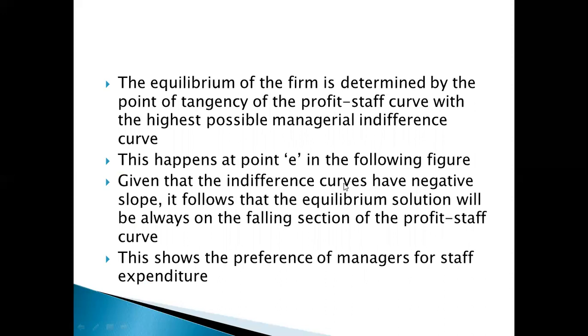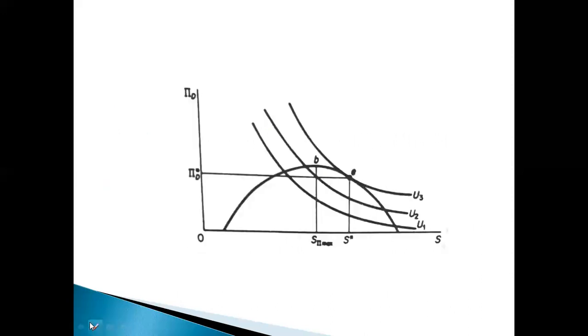Now, the equilibrium of the firm is determined by the point of tangency, a very important point, of the profit staff curve with the highest possible managerial indifference curve. So that is the point of equilibrium. This happens at point E in the following figure. See here, we have the equilibrium at point E because at point E the highest possible indifference curve, U3, is tangent to the profit staff curve. This is the profit staff curve. So we consider point E as the point of equilibrium.